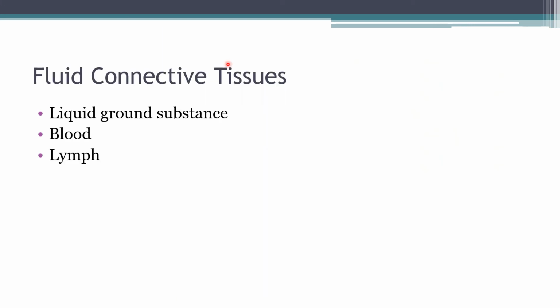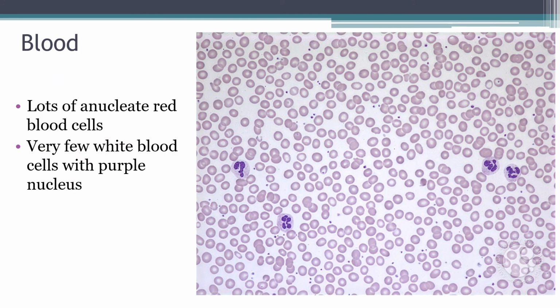Last are the fluid connective tissues, which remember I told you have a liquid ground substance, and the two examples are blood and lymph, but we're really only going to look at blood. We're not going to look at lymph at all. So this slide here is a blood slide. This slide is called a blood smear.